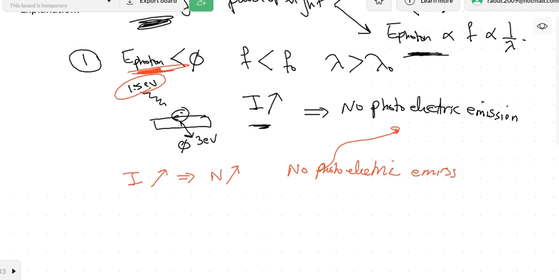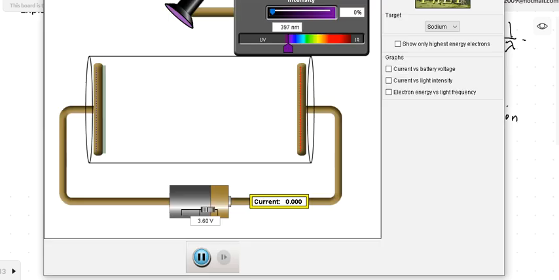I will show you a simulation on this, so you may understand me more. I will take the red light as an example. Here we have a battery. I fixed the voltage at 3.6 volt, and I will use red light. Red light has a long wavelength, so it has low energy photons. And I set the intensity initially at 0.